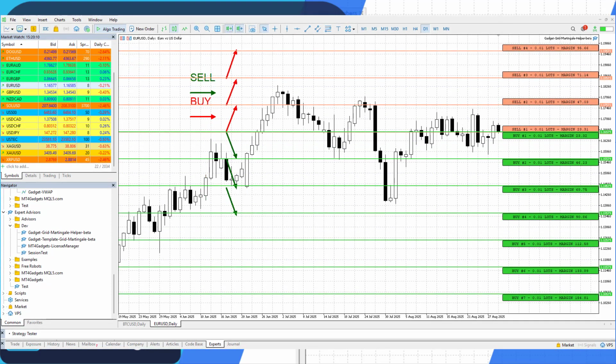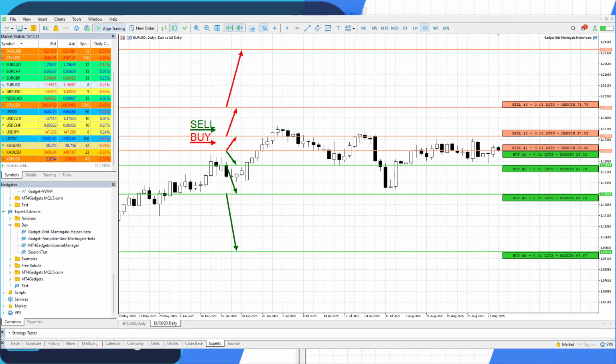Fixed leg grids use equal spacing, such as every 20 pips. Flexible leg grids adapt spacing to volatility or other factors, so the grid spacing doesn't look regular. In this example, the leg widens based on a multiplier.